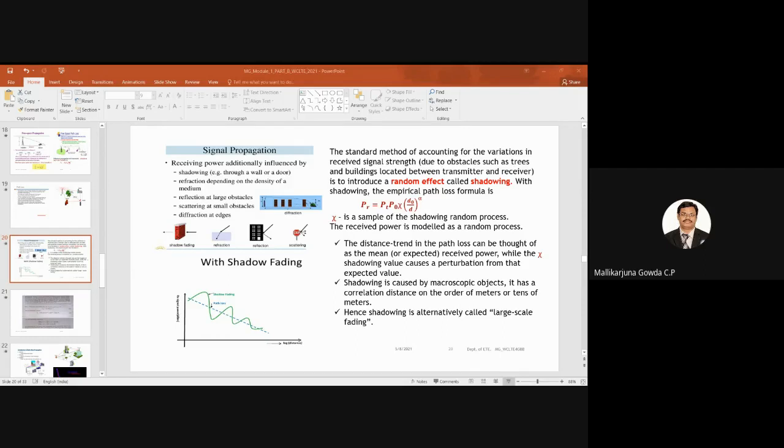So shadowing is caused maybe due to macroscopic objects, and that has a correlation distance on the order of meters or even tens of meters. This shadowing is also known as large scale fading. Shadowing is also known as large scale fading. So I think with this I will stop today. Hope you understood what is shadowing.